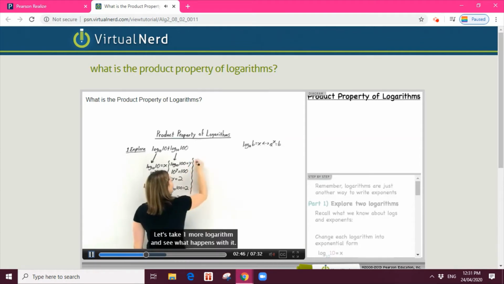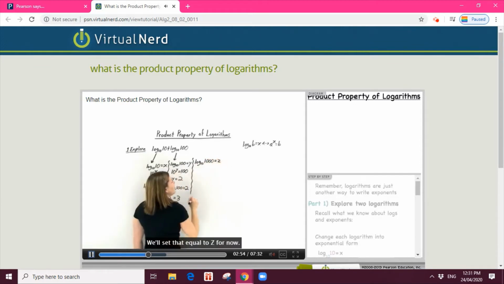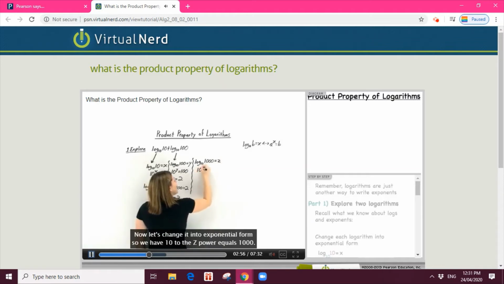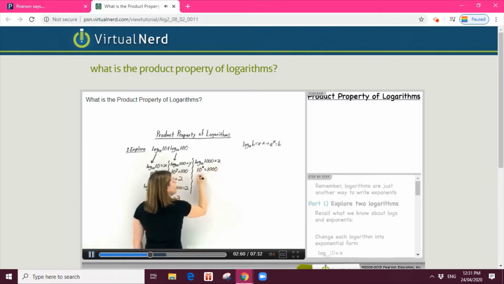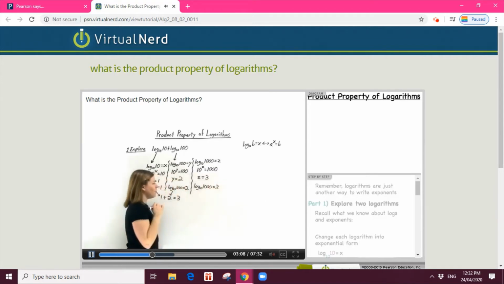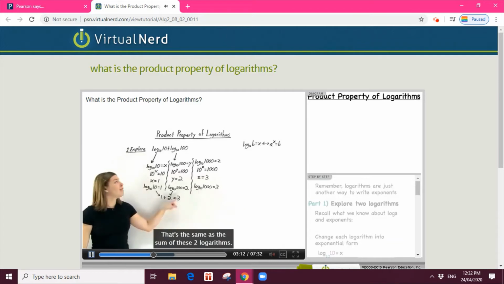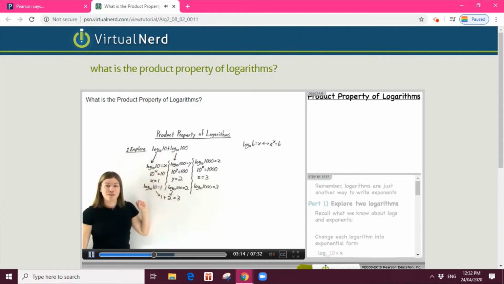Let's take one more logarithm and see what happens with it. Let's say we take log base 10 of 1000. We'll set that equal to z for now. Now let's change it into exponential form, so we have 10 to the z power equals 1000. That means that z is equal to 3. And that means that log base 10 of 1000 is equal to 3. This log is equal to 3. That's the same as the sum of these two logarithms.